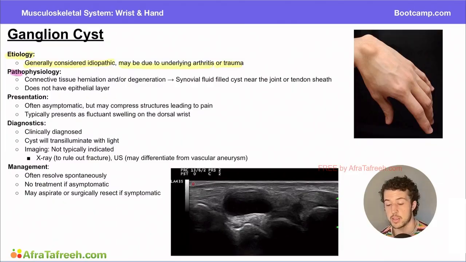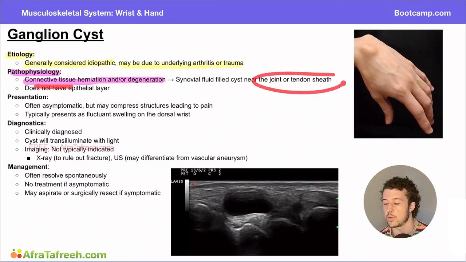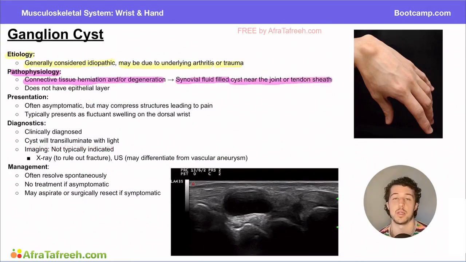The pathophysiology of the ganglion cyst is also not perfectly understood. So there's either herniation or degeneration of the connective tissue that's around a joint or a tendon sheath. And that leads to synovial fluid buildup, which forms a cyst near that joint or tendon sheath. And like I said before, this does not have an epithelial layer, which means it's not a true cyst and may be considered a pseudocyst.